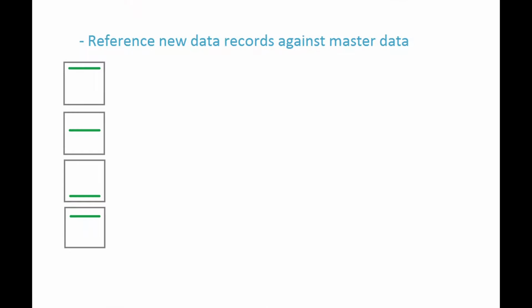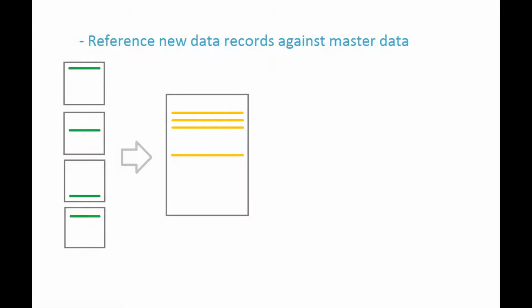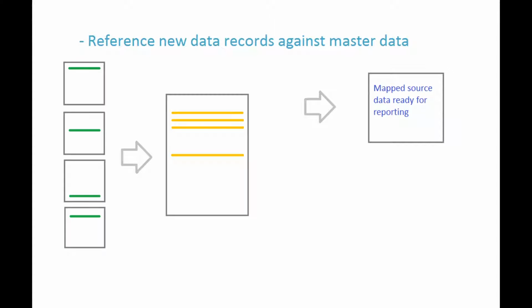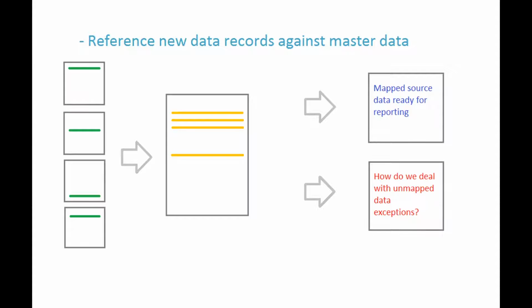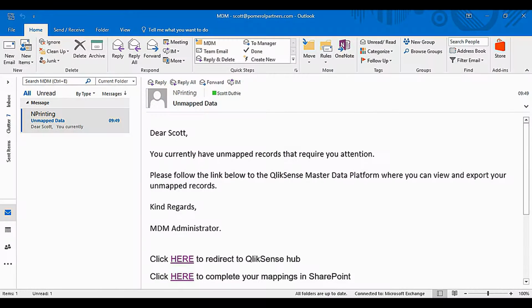The core principle at the center of the MDM process is the referencing of new source data against a set of master records. But what happens when we load new data that contains unrecognized records, and how do we streamline the process of dealing with these exceptions? An automated workflow is triggered, and this begins with a notification email to the relevant data steward.